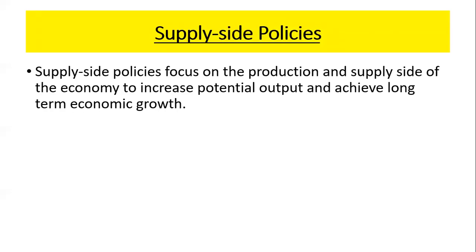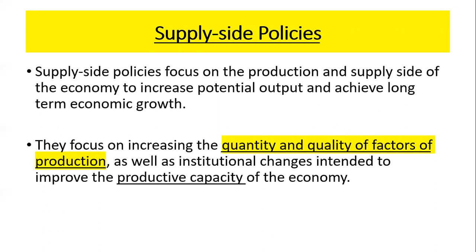So by definition, supply side policies focus on the production and supply side of the economy to increase potential output and achieve long-term economic growth. Supply side policy looks at increasing the capacity of a country. A country will look at what we can currently produce using the resources in our economy. What is our current level of production? And what can we do to increase the quality and the quantity of those resources to further increase growth within the economy? As I've mentioned, they focus on increasing the quantity and quality of factors of production.